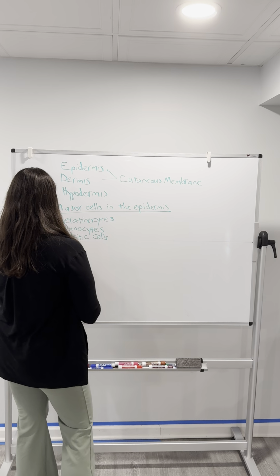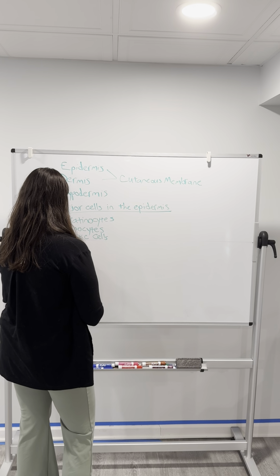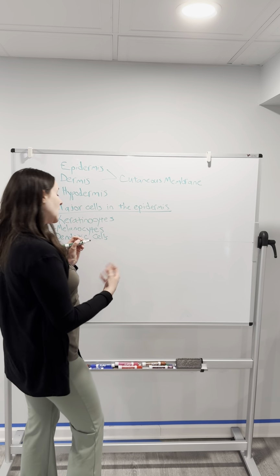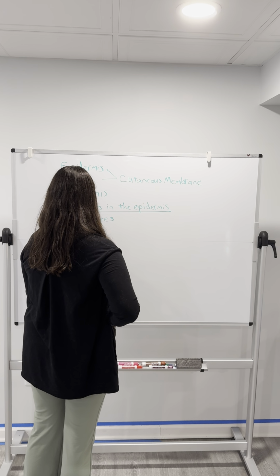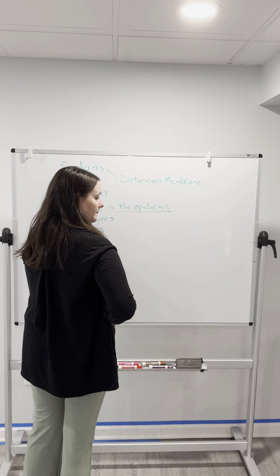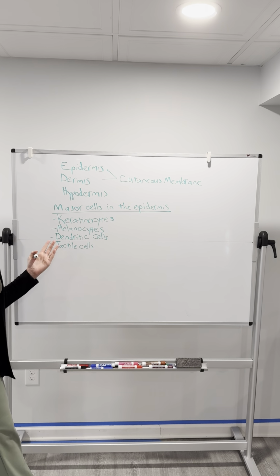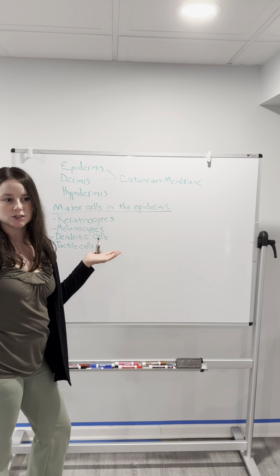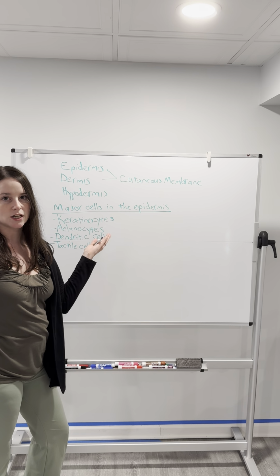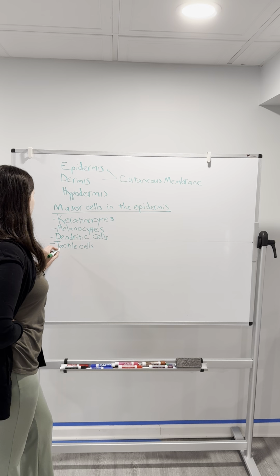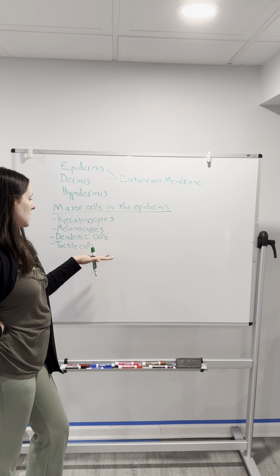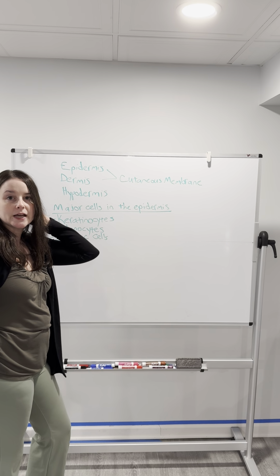Okay, then we have tactile cells. Remember, tactile means touch, like those tactile receptors or touch receptors. Okay, so tactile, also known as Merkel cells. So these are just touch receptors. So they're sensory receptors that sense touch. Okay, and these are found in the lowest layer as well, the basal layer.